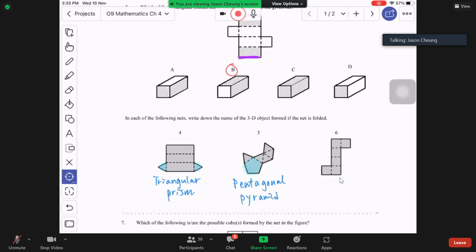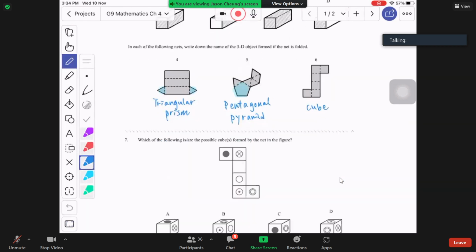Question 6. Question 6 is very easy. When you try to fold it, it looks like the very first one, right? So it is a cube. Look at that. All right.